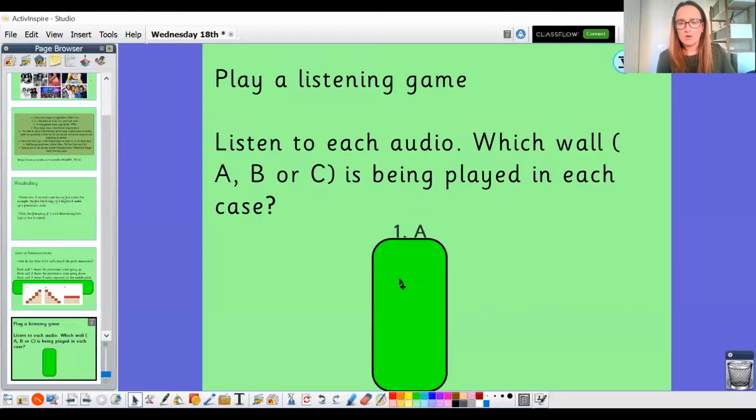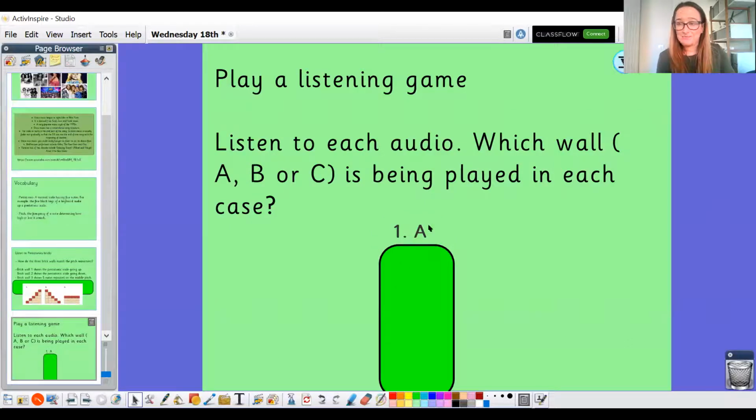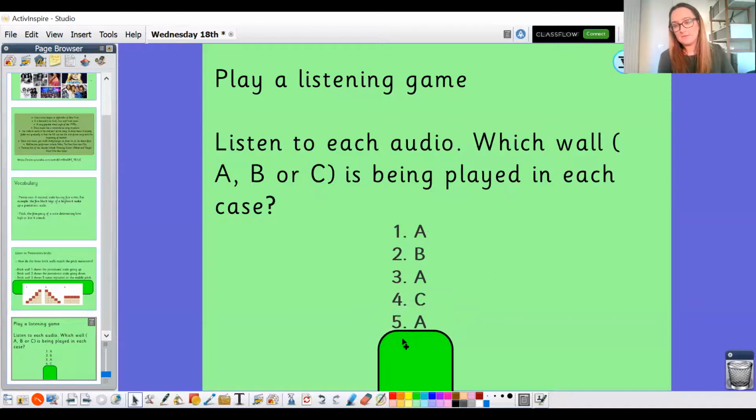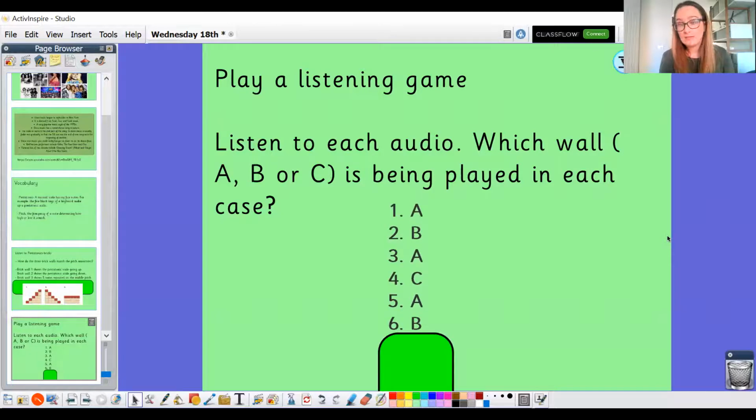Let's have a look at the answers to see how many of those you managed to guess correctly. So on number 1, it was A. It was in fact A. Number 2 was B. Number 3, it was A again. Number 4 was C. Number 5 was A. And number 6 was B. So well done if you managed to get those correct. Feel free to go back and re-listen to them so you can really clearly see the different movements in them.